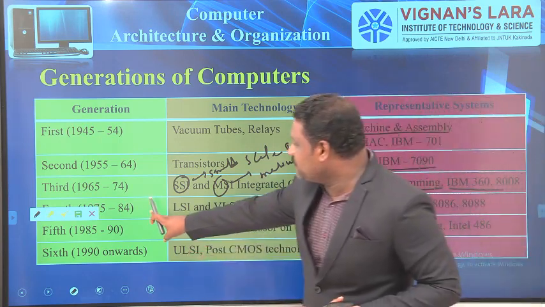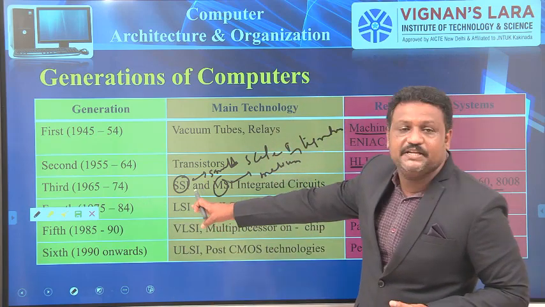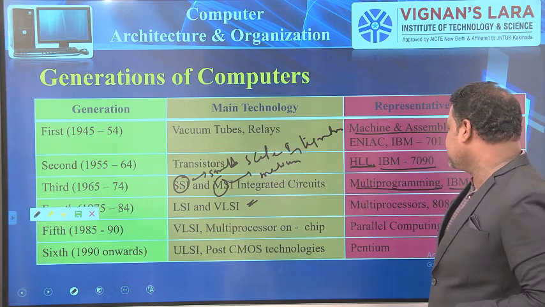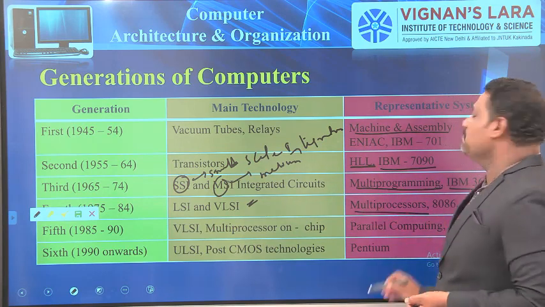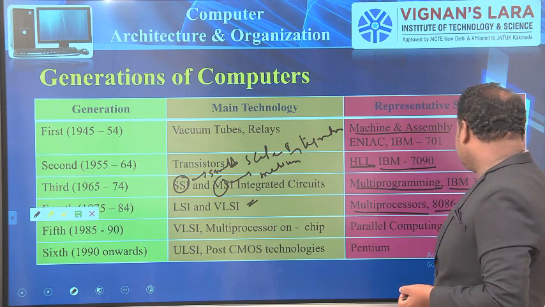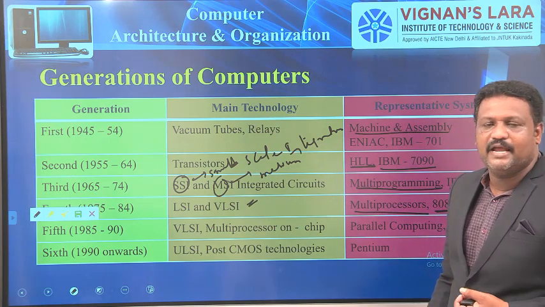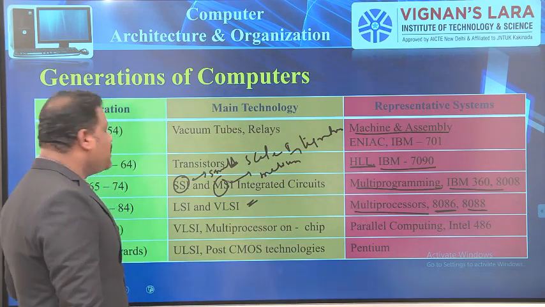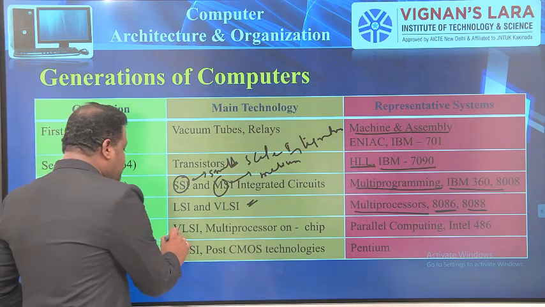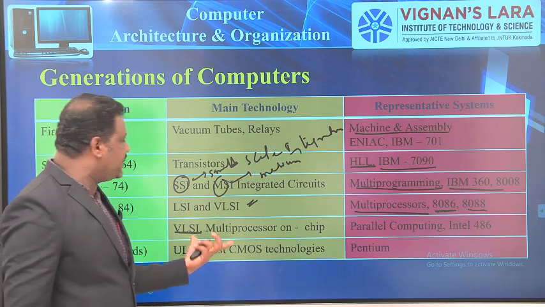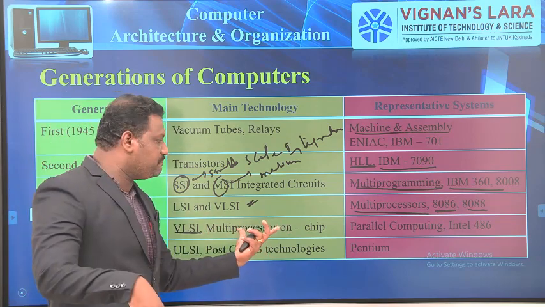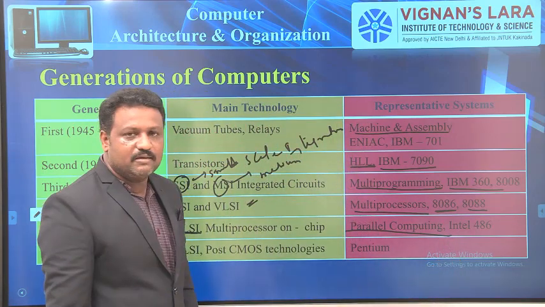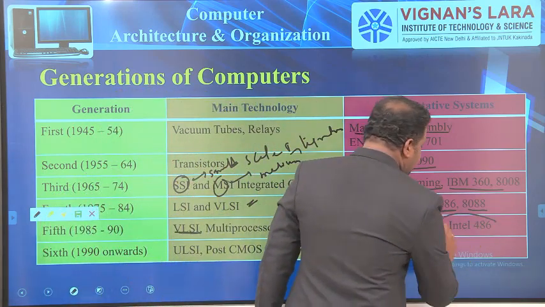And the next one is the fourth generation. It runs from 1975 to 1984. In that we are using LSI as well as VLSI technology. There we are using the multi-processors concept. Example processors are the 8086 and 8088. And the fifth generation is from 1985 to 1990. In that we are using VLSI technology as well as multiprocessors on a chip. The concept used is parallel computing. The example processor is Intel 486.